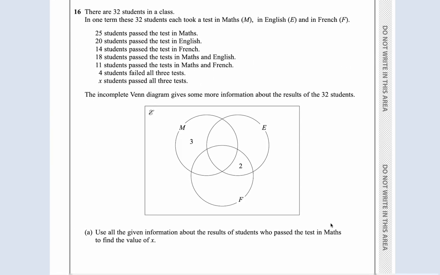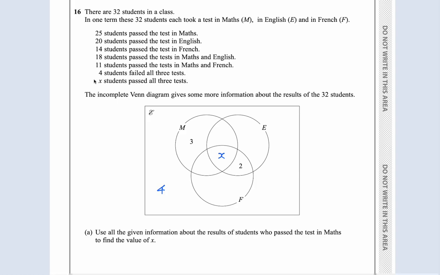Question 16. There's 32 students in a class. In one term, these 32 students each took a test. So they all took a test. There's no one who didn't take any test. Or although actually, sorry guys, this tells us about the results of the test. So let's just be careful. It actually says X students passed all 3 tests. 4 students failed all 3 tests. So actually, this isn't how many took the test. This is how many passed the test. So I'm going to put 4 on the outside here. And it says X passed all 3. So I'm going to put the X here.